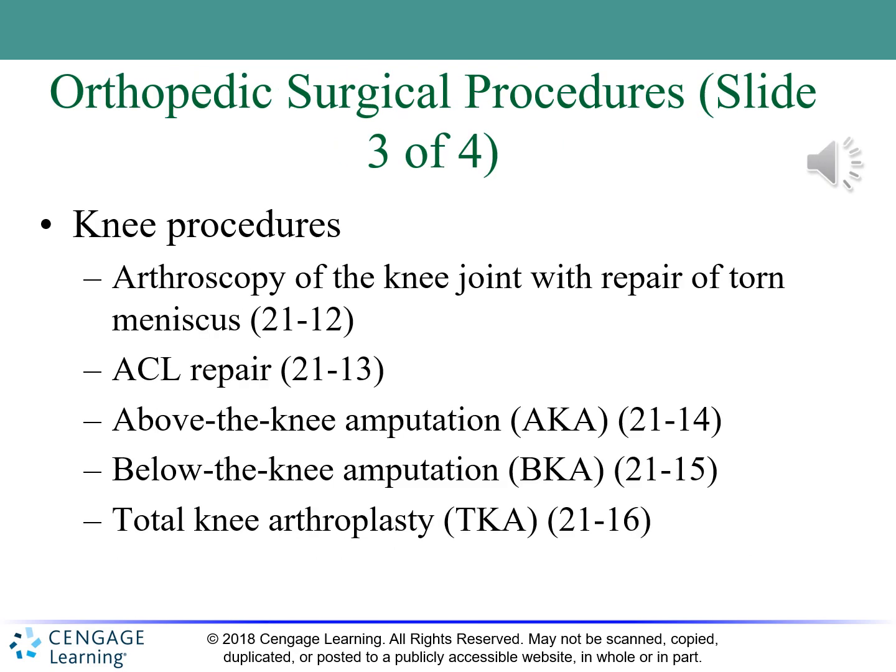Okay, so now we're on page 952 under your knee procedure. So we've done shoulder, we've done radius, we've done hip, now we're on the knee. So the first procedure is the arthroscopy of the knee joint with repair of torn meniscus. So the anatomy, you have the patella, that's a sesamoid bone which we discussed.